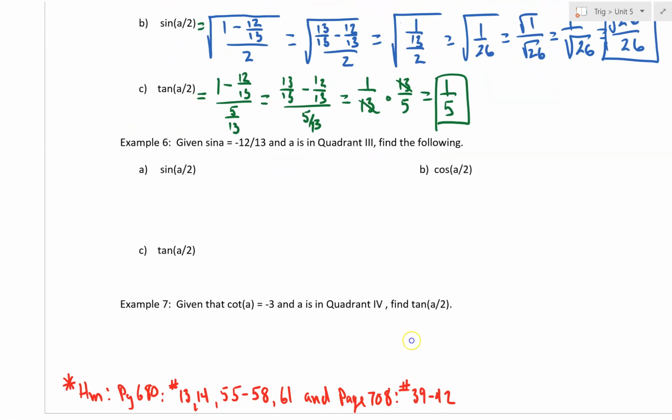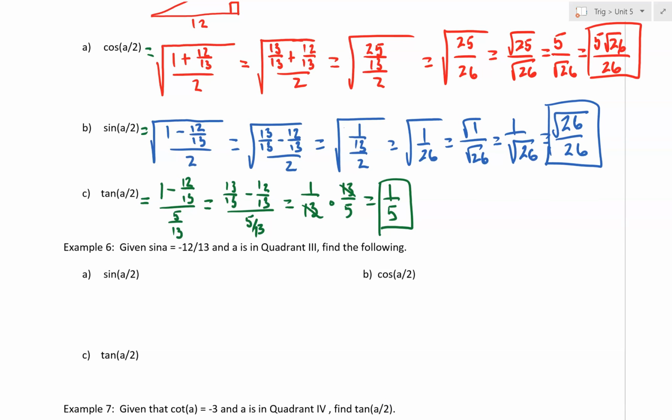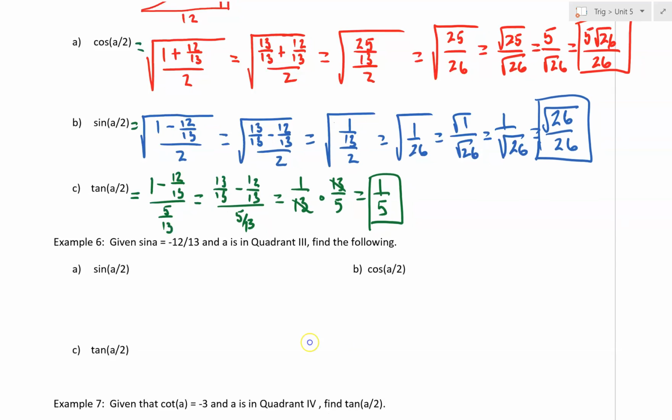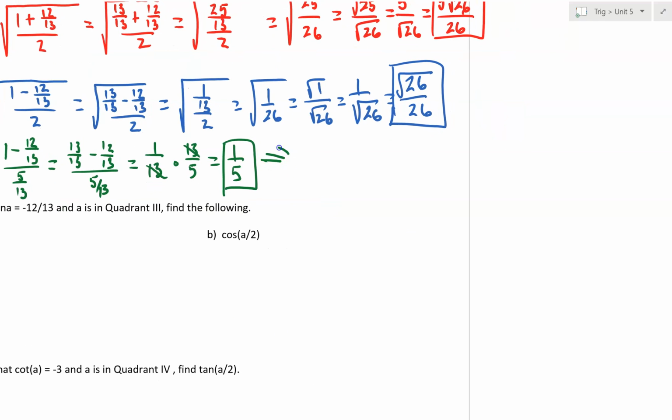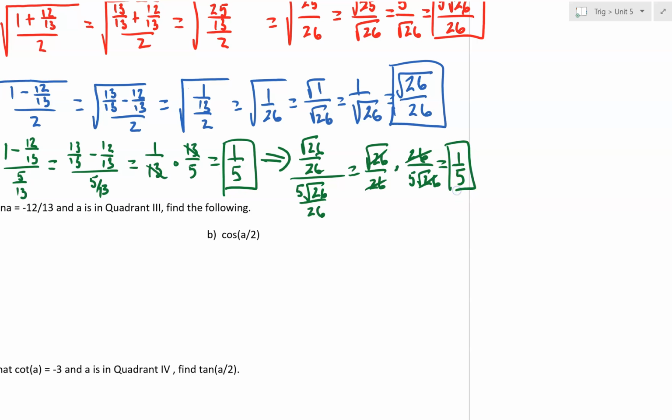The other way is to understand, I already know what cosine and sine are at these two functions, and tangent is really sine over cosine. So we could just take sine, which was root 26 over 26, and we're dividing that by 5 root 26 over 26. So we're going to invert and multiply. This is root 26 over 26, multiplied by 26 over 5 root 26. Well, that goes away, that goes away, this goes away, this goes away. You're left with 1/5. Same idea.